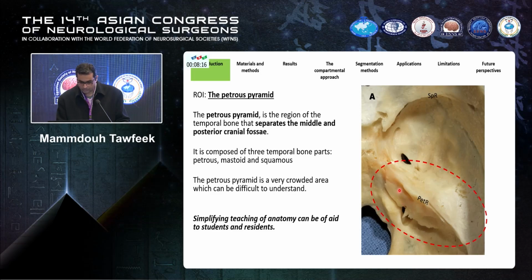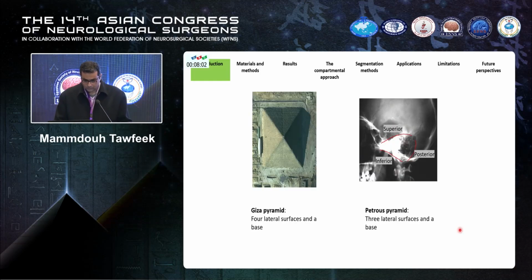It's a pyramid shape, and this is the Petrous ridge that separates the middle and posterior cranial fossa. So to simplify the anatomy of each of these regions would be of paramount importance to every skull-base surgeon and to young residents as well.